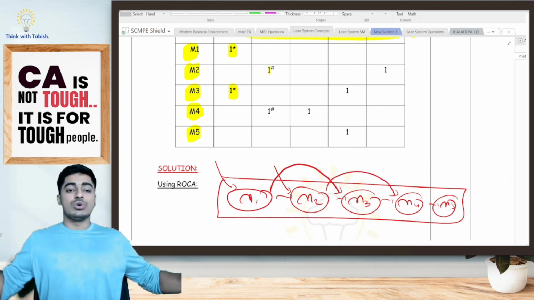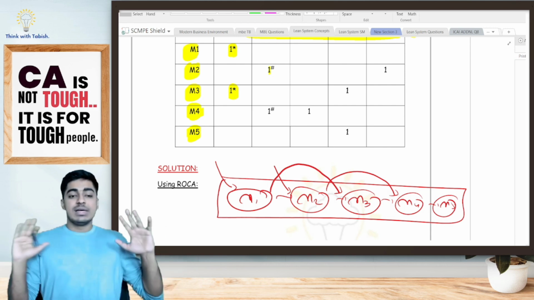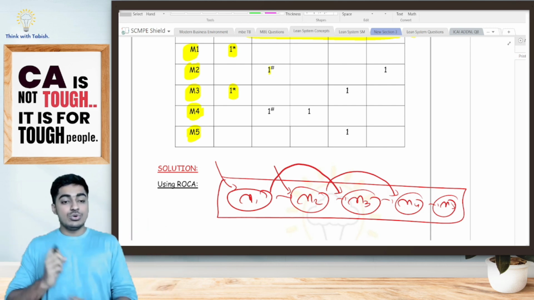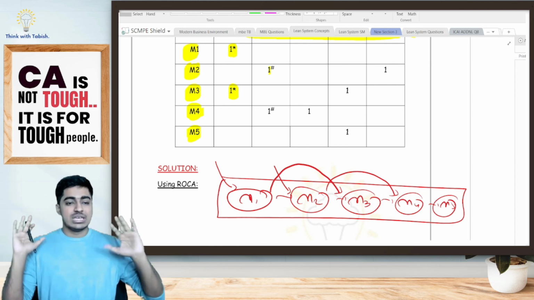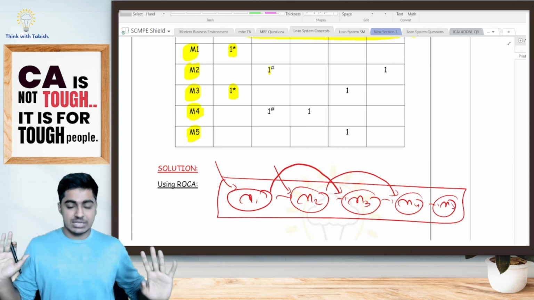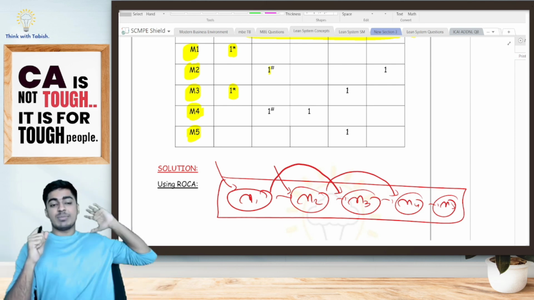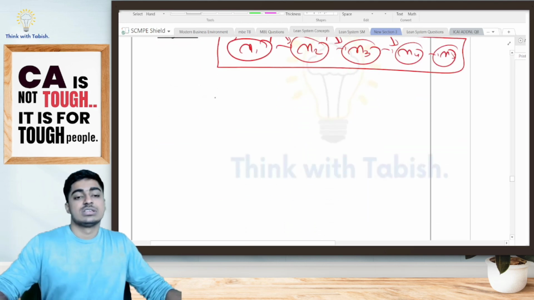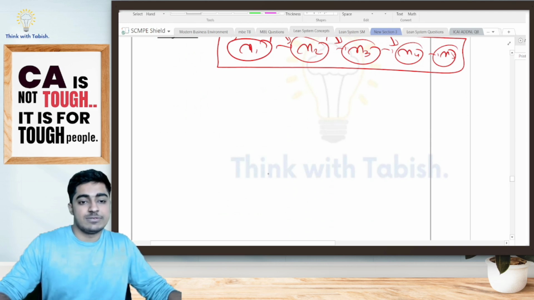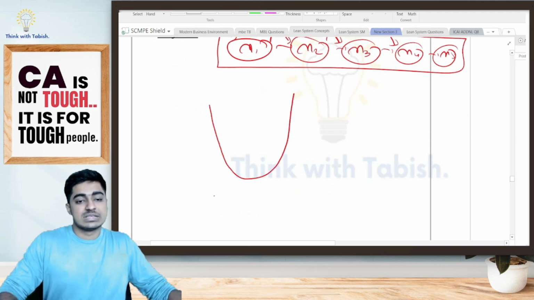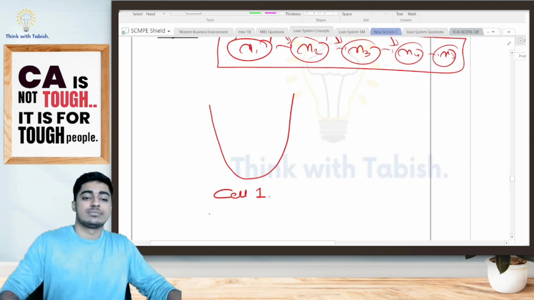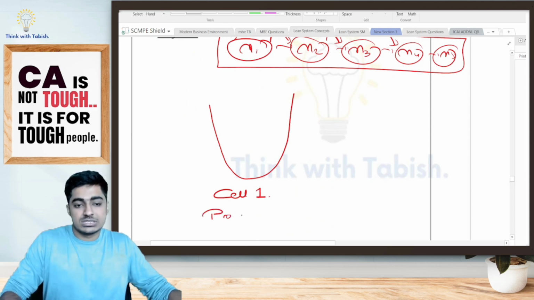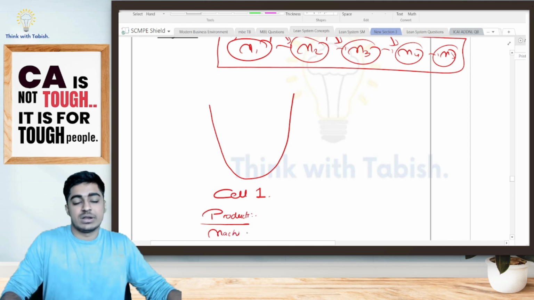Now, without knowing the rank order clustering algorithm, let us try doing things logically. How would we do it? Without any knowledge of ROCA. And then let us try getting the same answer using ROCA. Now, pay attention, students. Suppose I say, let me have my first cell. Cell 1. Whatever products I am producing and whatever machines are required.